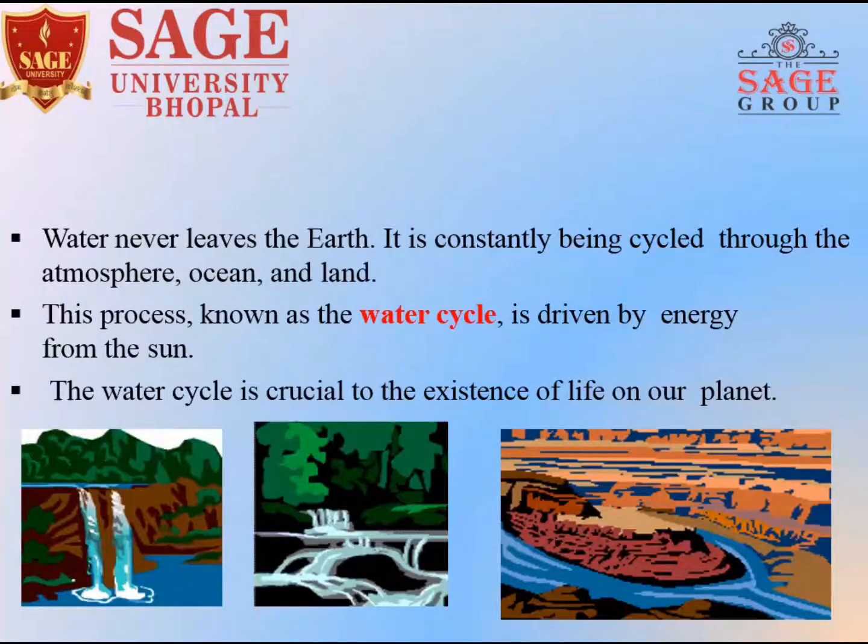So let's start with the water cycle. Water never leaves the earth. It is constantly being cycled through the atmosphere, oceans and land. This process is known as the water cycle and is driven by energy from the sun. The water cycle is crucial to the existence of life on our planet, and water is a very vital mineral.